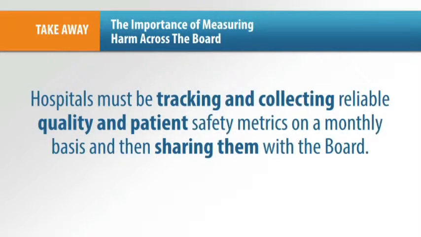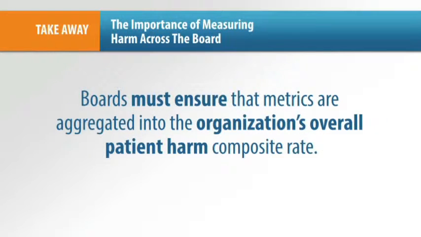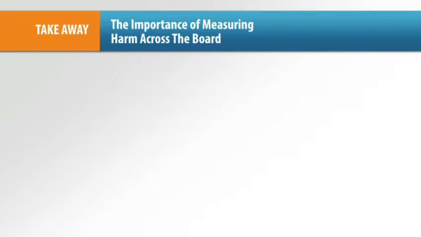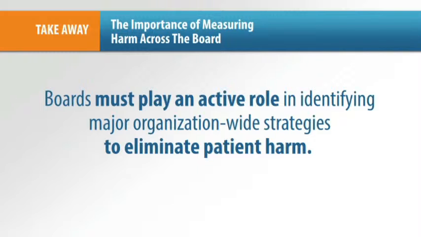Hospitals must be tracking and collecting reliable quality and patient safety metrics on a monthly basis and then sharing them with the board. Boards must ensure that metrics are aggregated into the organization's overall patient harm composite rate. Boards must play an active role in identifying major organization-wide strategies to eliminate patient harm.